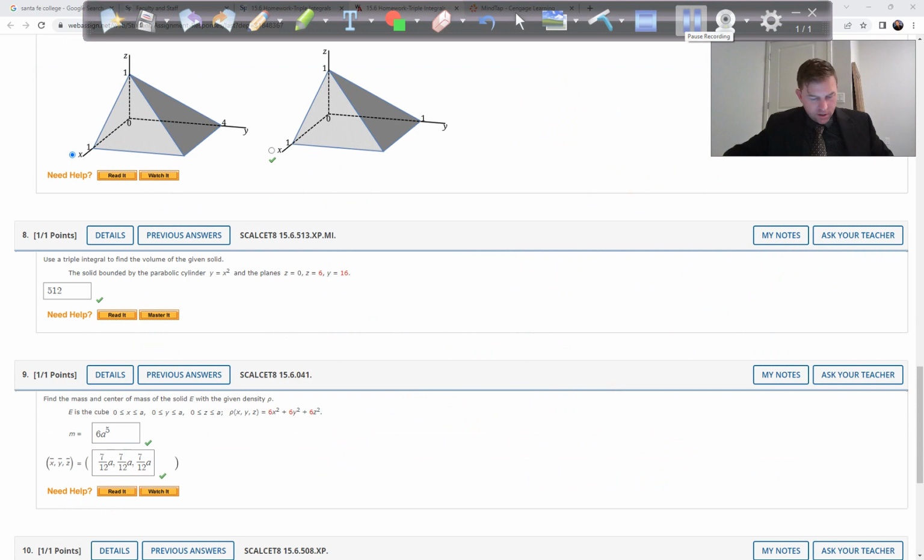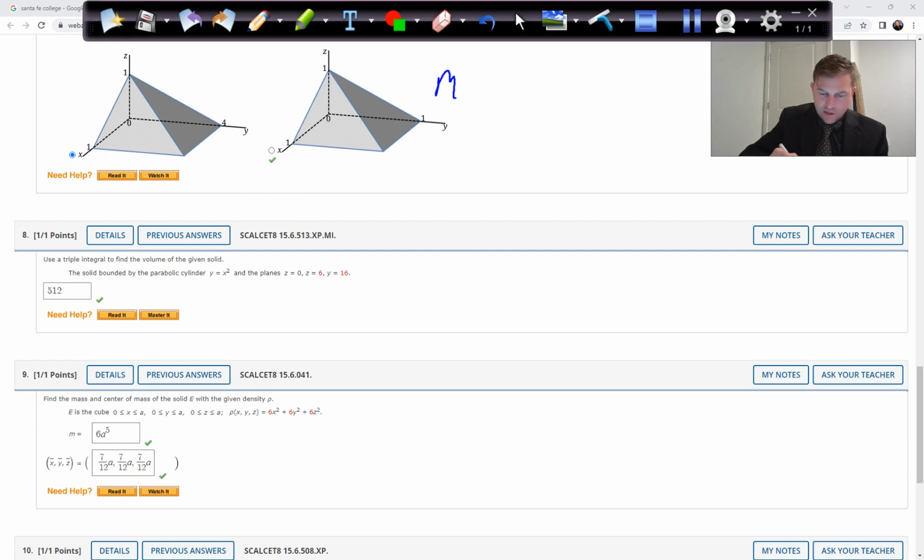Okay, problem 9, they want us to calculate a mass from a density function across this cubic solid. So it says E is a cube, x, y, and z vary from 0 to a, 0 to a, and 0 to a. So pretty similar to that Riemann sum problem where the dimensions in all three directions are the same, so you get a nice solid cube. And we want to find the mass. So the mass is going to be equal to the triple integral of this E region times the density of x, y, z, and then dv.